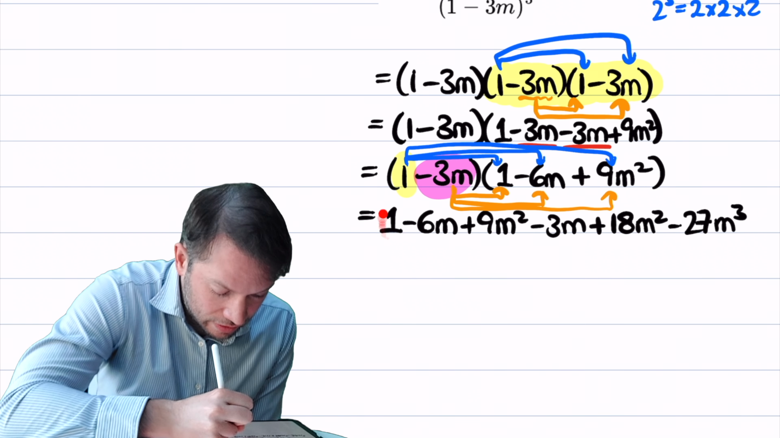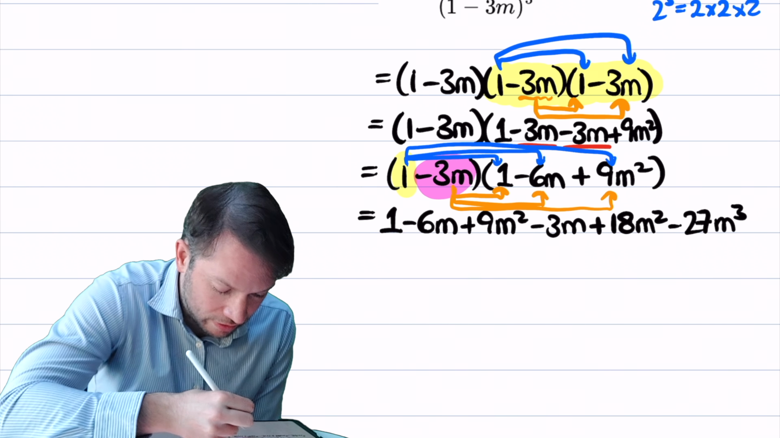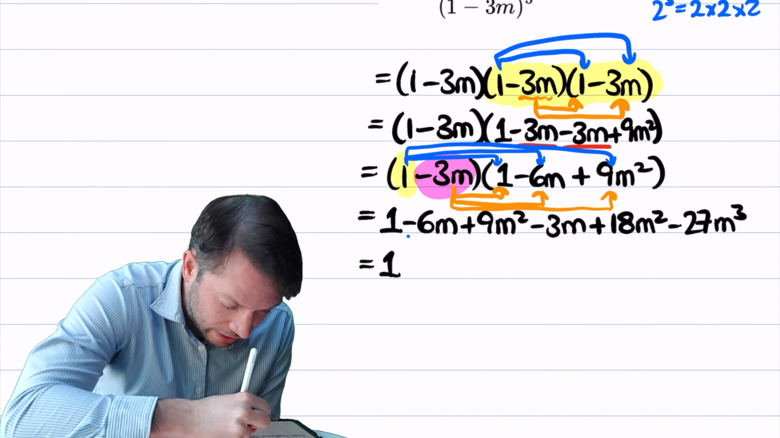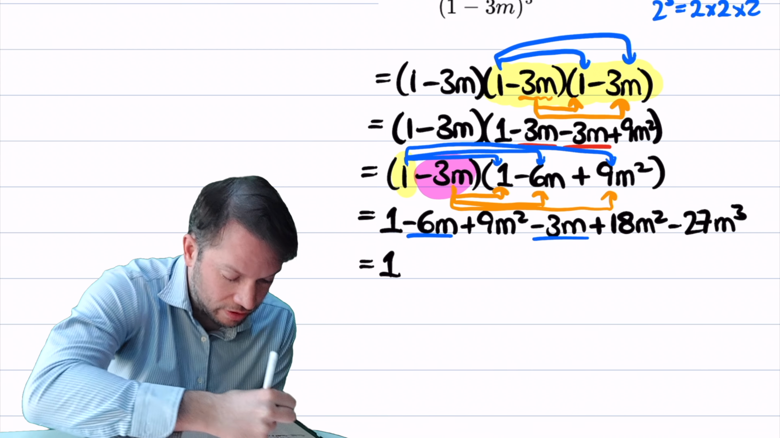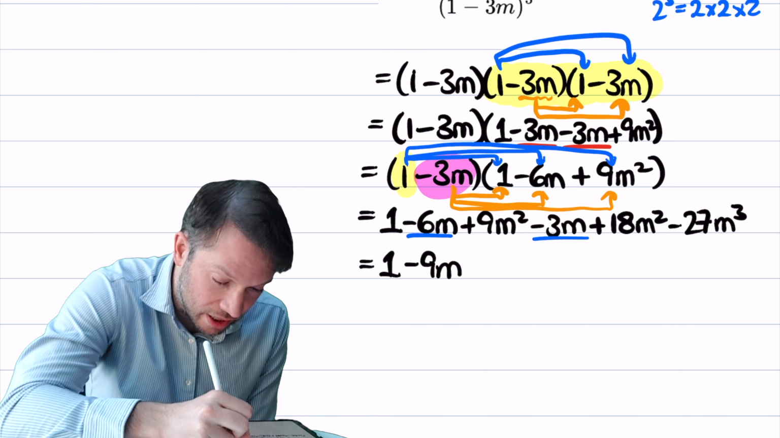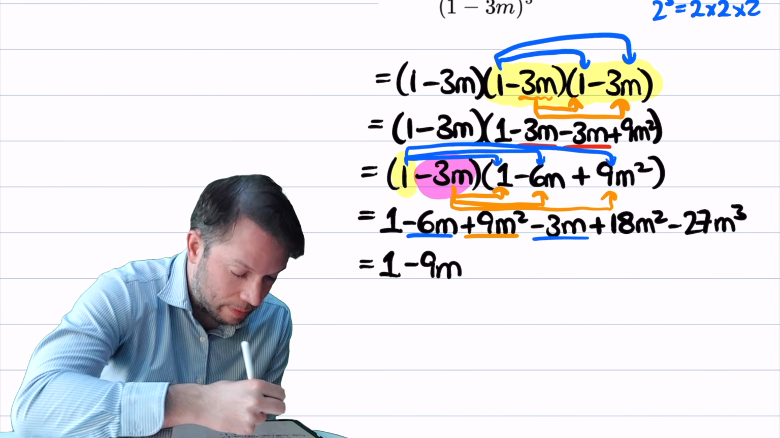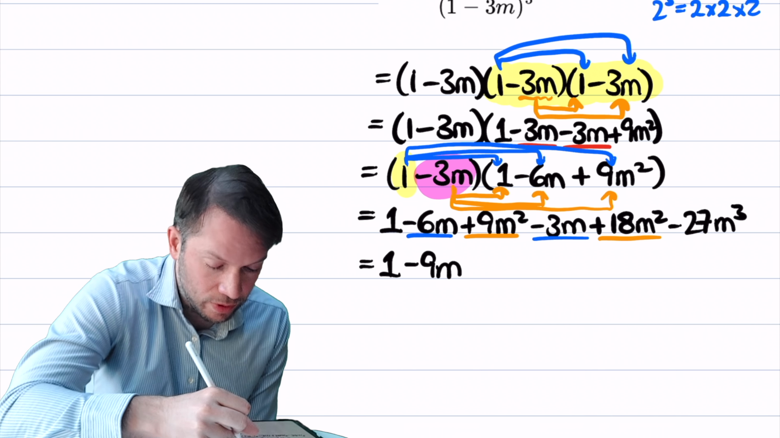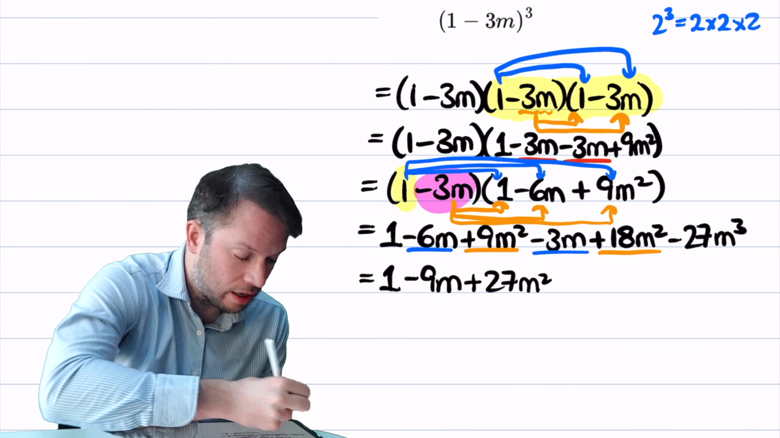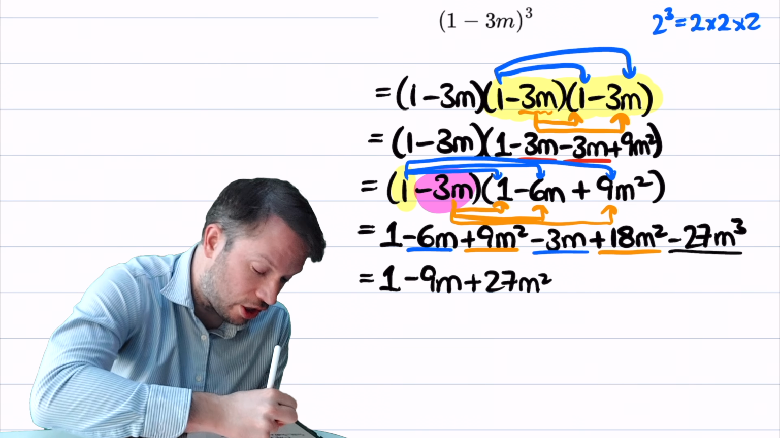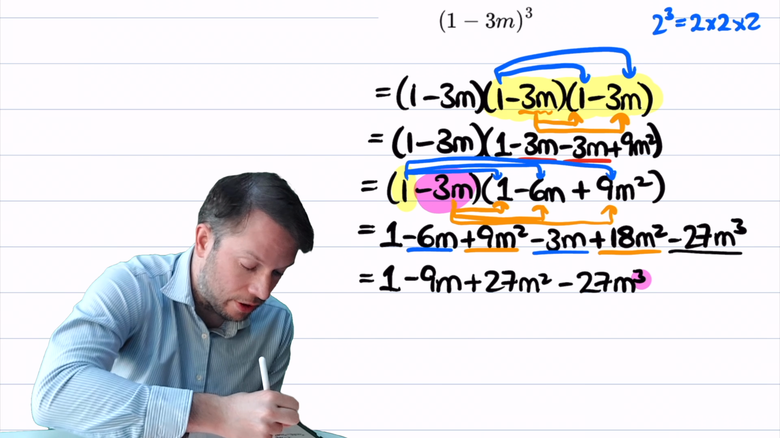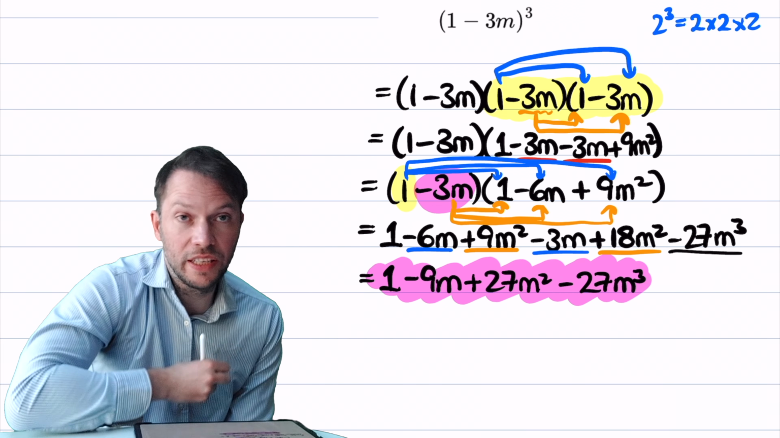And now, we've got no brackets left, but I still need to collect like terms to simplify. So I've only got this single constant term here, this 1, so I'm going to leave it as 1. Let's look at m terms. I've got minus 6 lots of m, minus 3 lots of m, that's minus 9 lots of m. What about m squared terms? I've got the 9 lots of m squared plus 18 lots of m squared, which is 27 lots of m squared. And then finally, I've got this minus 27m cubed term at the end. So I'm just going to write that. And this is the final expanded and simplified expression. We're done.